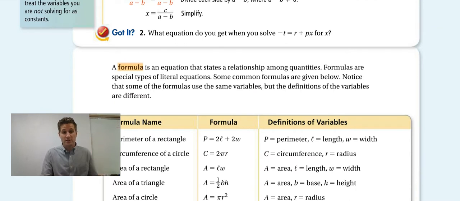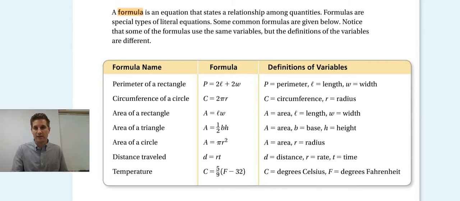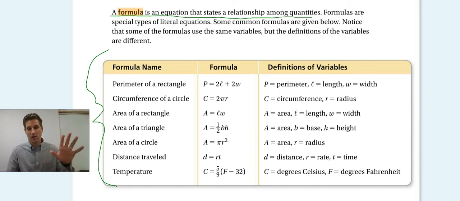A literal equation leads us to what's called a formula. A formula is an equation that states a relationship among quantities. So I'm going to have you write down these pieces right here. Go ahead and write down that a formula is an equation that states a relationship among quantities. And then I want you to write these formulas down. These are all examples of formulas that we're going to be seeing in our math career.